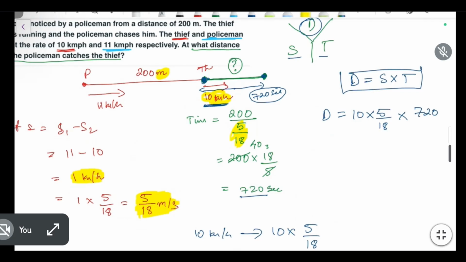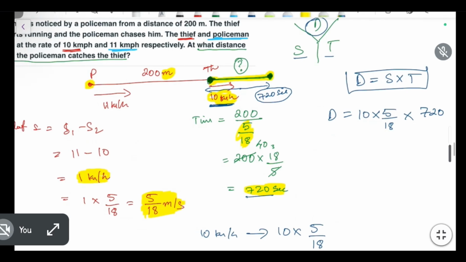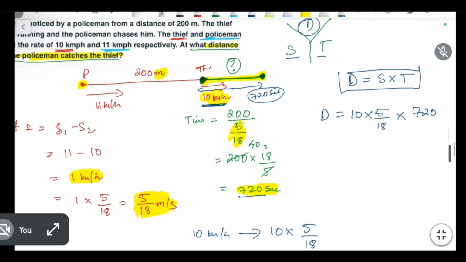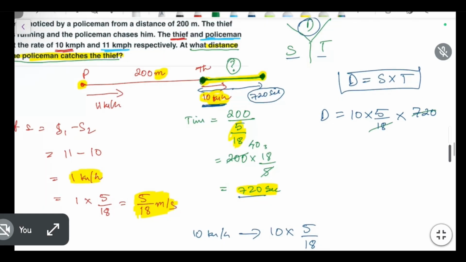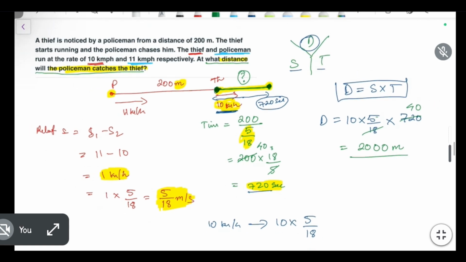Why 720? Because the time taken by the thief to travel till this point is nothing but 720. Why? Because the policeman caught the thief at this point, which is, we don't know how much meter away, and we are asked to find the distance the policeman catches the thief. So let us reduce this one. I think it is 18. 18 into 4 is 72, I guess. 18, 4 is 72, 0. That means 4 5s are 20 and 1 2. 4 5s are 20, 0 0. Yeah. It is 2000 meter. It is 2 kilometer. So that is the answer there, okay?